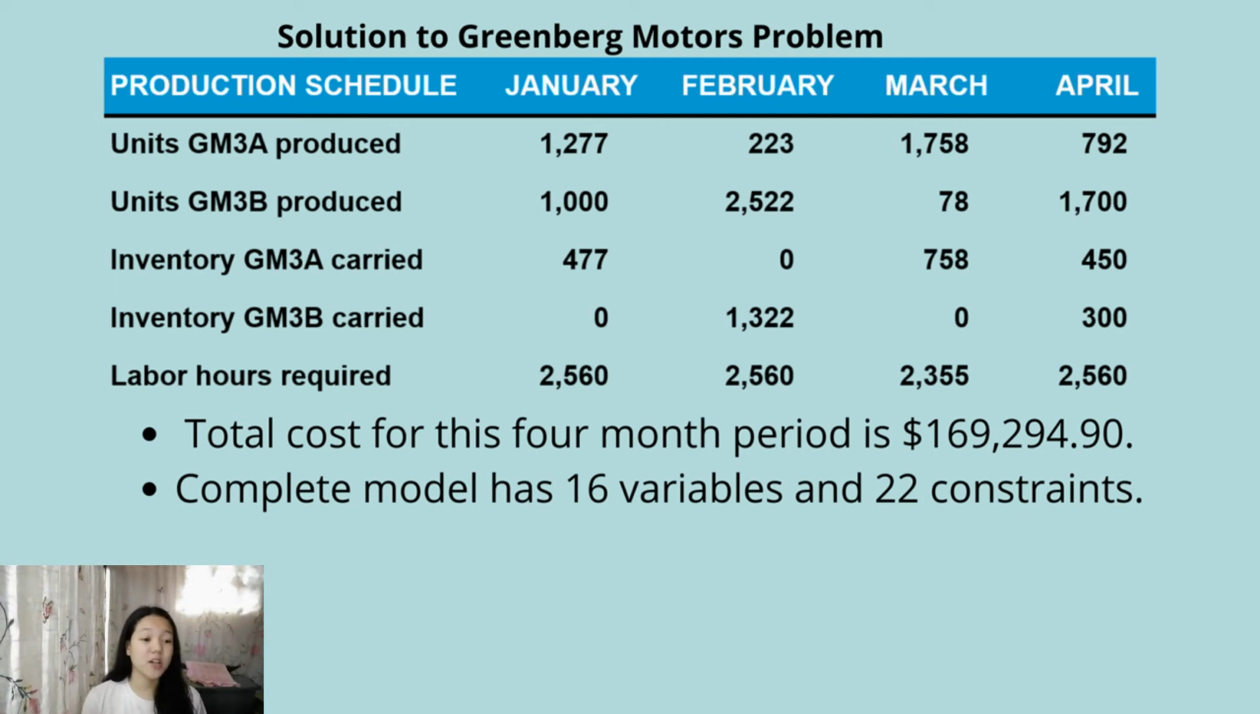And the total cost for this 4-month period is $169,949.90. And actually, the complete model has 16 variables and is composed of 22 constraints also. So, there are too many. That's how complicated it is. But linear programming can make it easier, because you just have to identify your data and input it, and then Excel Solver will do it for you.